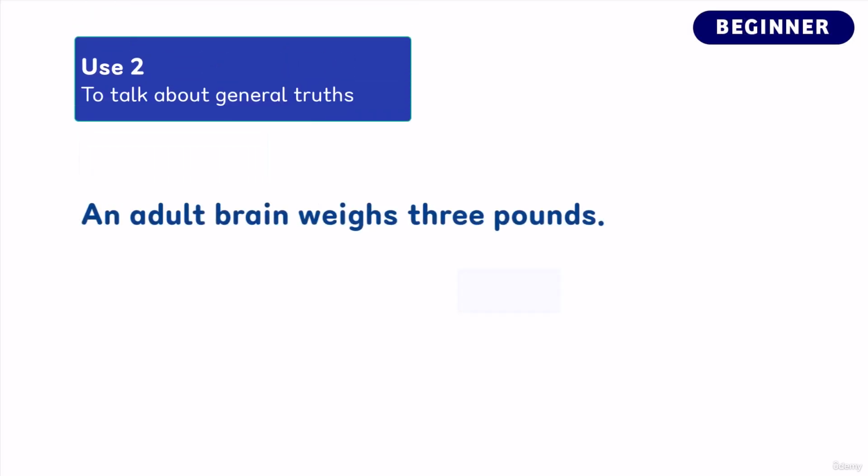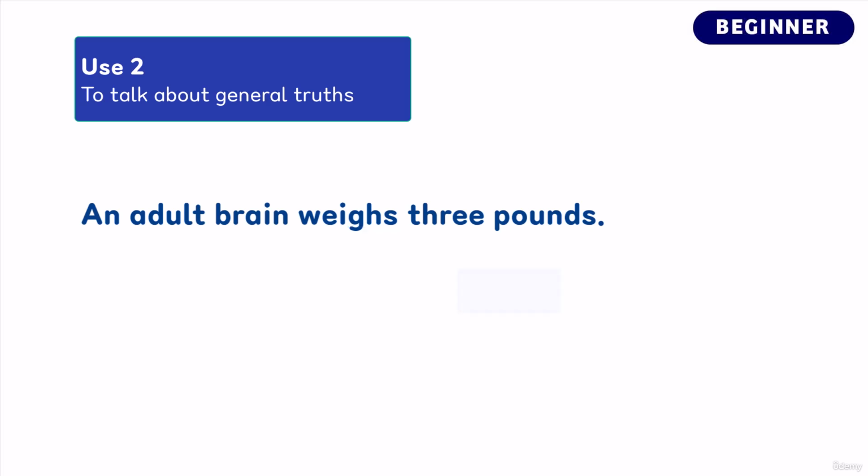The second use of the present simple tense is to talk about general truth, and these are things that are always true. Let's take a look at an example sentence. An adult brain weighs 3 pounds. This sentence states a general truth about the weight of an adult's brain, that it weighs 3 pounds. So the verb to weigh is used in its present simple form. And since the subject is a singular noun, we use weighs and not just weigh.